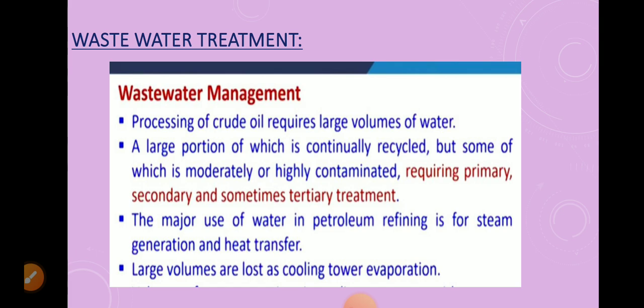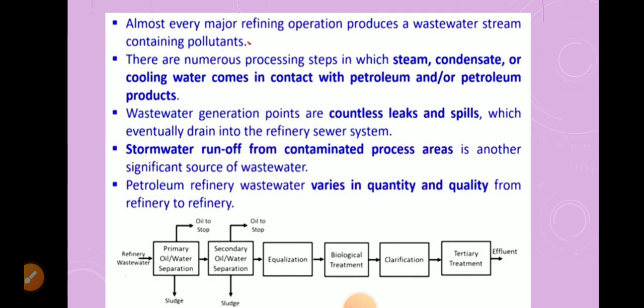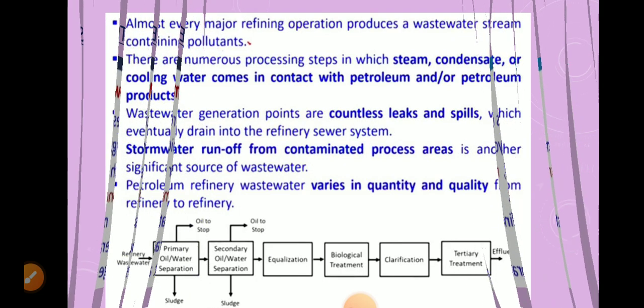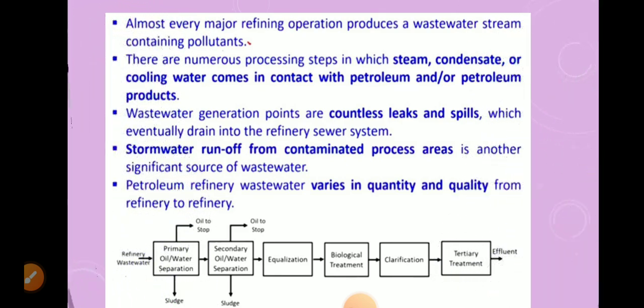The major use of water in petroleum refining is for steam generation and heat transfer. Heat transfer and steam generation are the two refining petroleum units that use the water. Large volumes are lost as cooling tower evaporation. Almost every major refining operation produces a wastewater stream that contains pollutants.